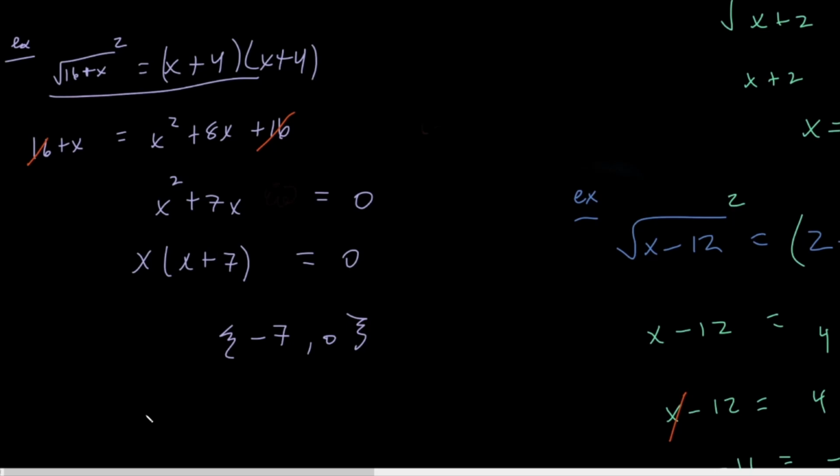square root of 16 plus x equals x plus 4. 16 plus negative 7 is 9. That's 3 equals negative 7 plus 4. 3 equals negative 3. Not a chance. 0: square root of 16 is 4 equals 0 plus 4. Yes, so 0 works. There's no rhyme or reason. It could be 0 solutions, 1 solution, 2 solutions. So there's no pattern or anything. You just always have to check. Okay, cool.